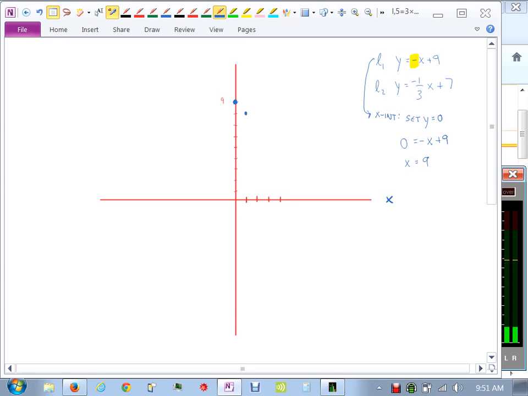With me? So 1, 2, 3, 4, 5, 6, 7, 8. Here's 9 on my x-axis. And I know I have a blue dot there. And now I'm going to connect those points together. And that'll be a pretty good picture.